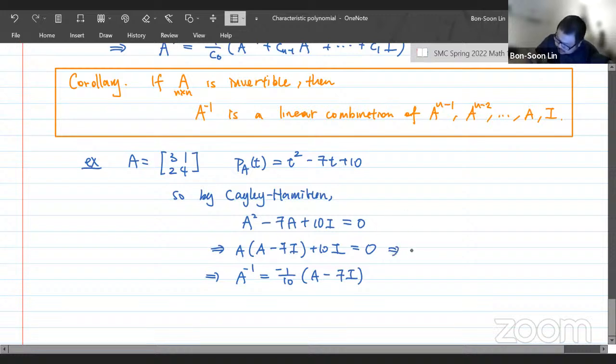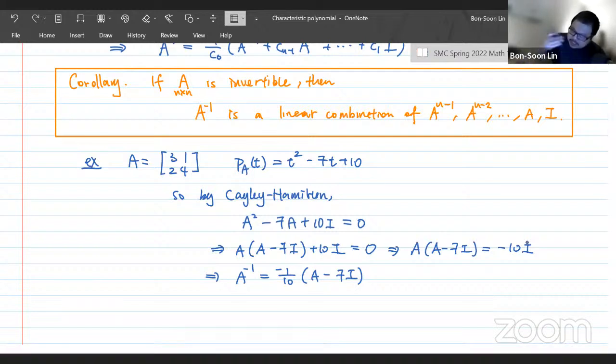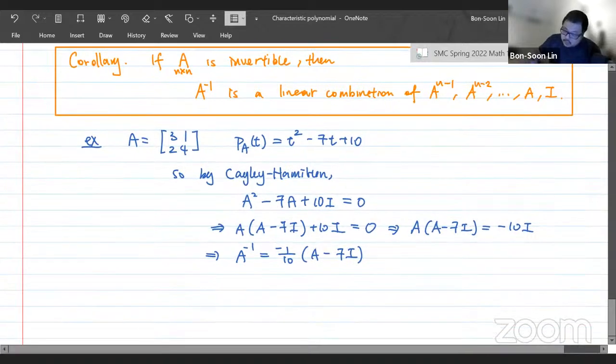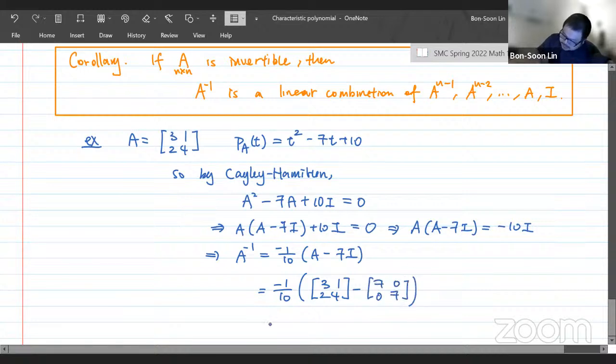Okay, let's just write out that step. A times (A minus 7I) is equal to negative 10I, right? So if I were to divide by minus 10, then I get A inverse, because that is the matrix that, when multiplied to A, gives identity. Well, let's check it out. So that is minus 1/10 of the matrix A, 3, 1, 2, 4, minus 7, 0, 0, 7. That is 7I. Let's see what this is.